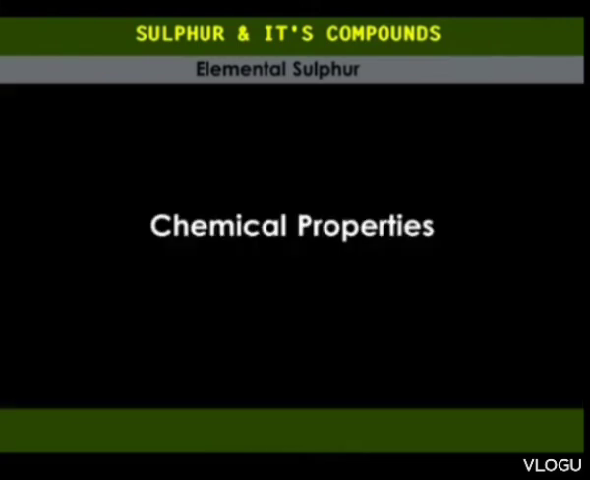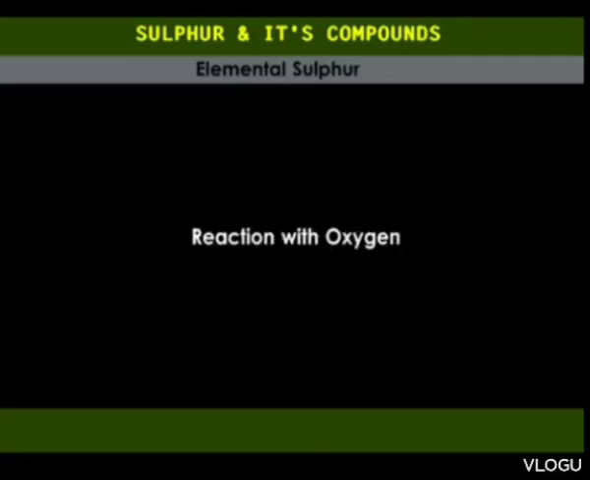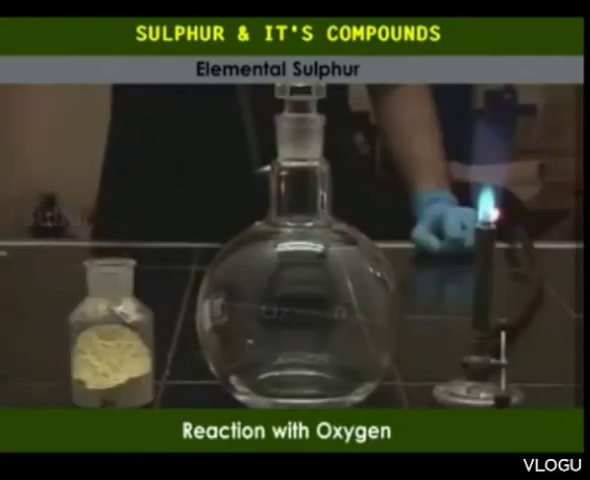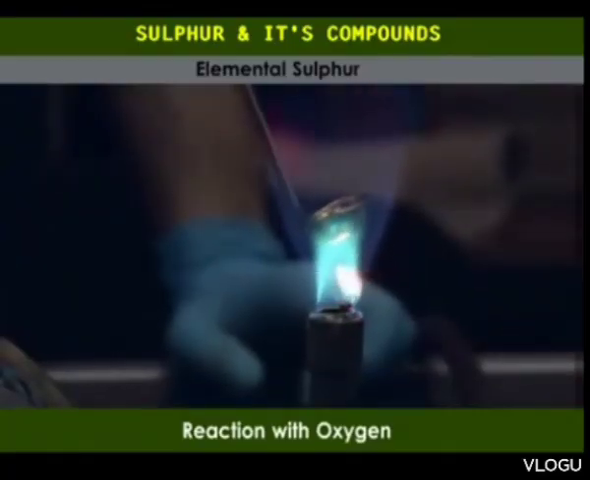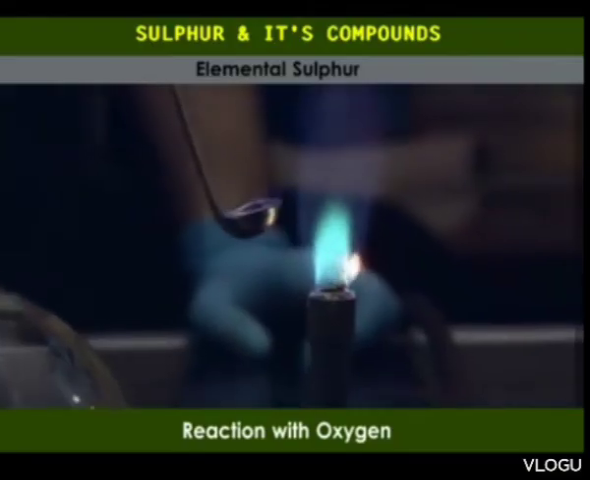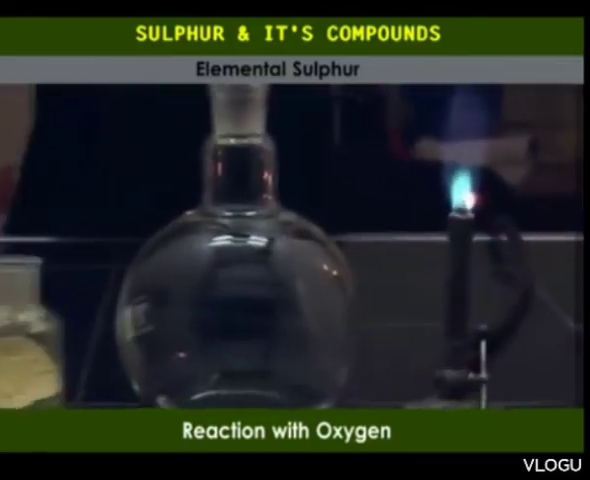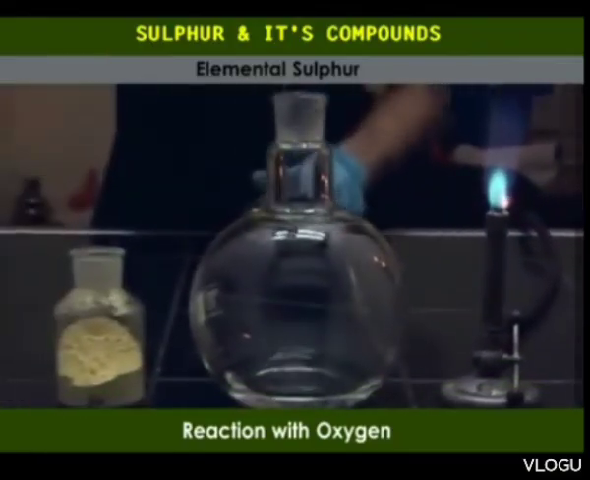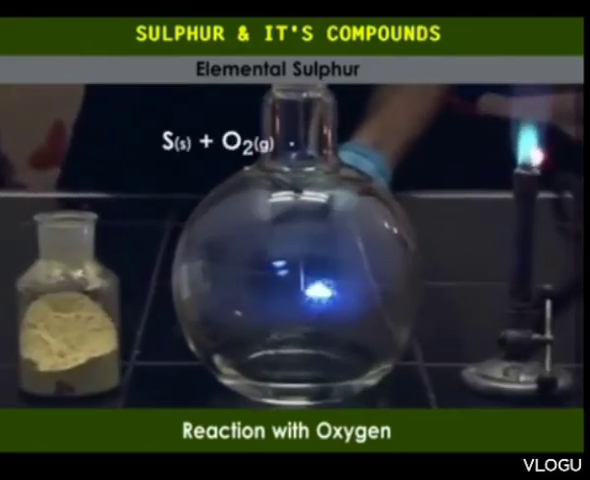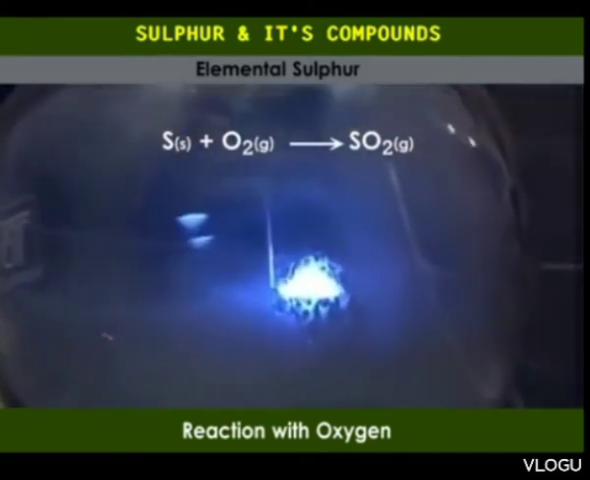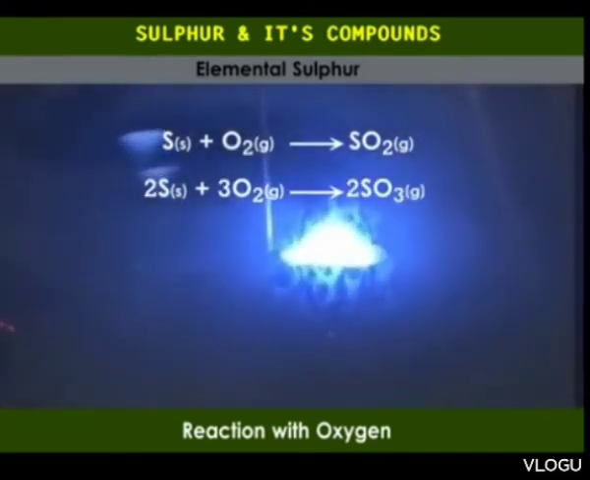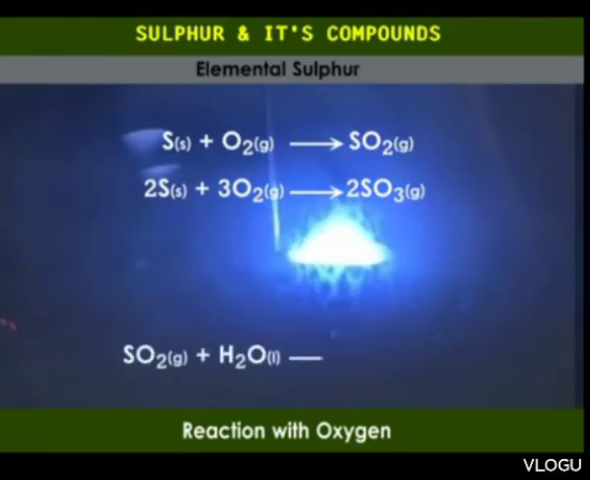Good. Now we look at the chemical properties of sulfur. Reaction with air. Sulfur melts and catches fire, burning with a blue flame. It burns in pure oxygen with a brilliant blue flame. In either case, sulfur combines with oxygen to form sulfur dioxide, which has a choking smell. Traces of sulfur 6 oxide are also formed. The sulfur dioxide dissolves in water to form sulfurous acid.